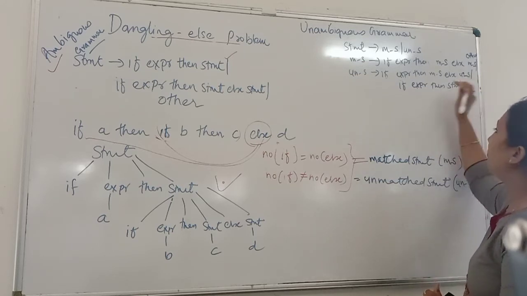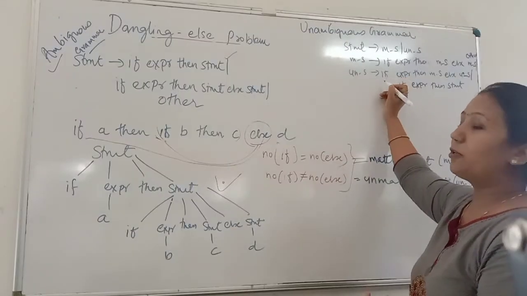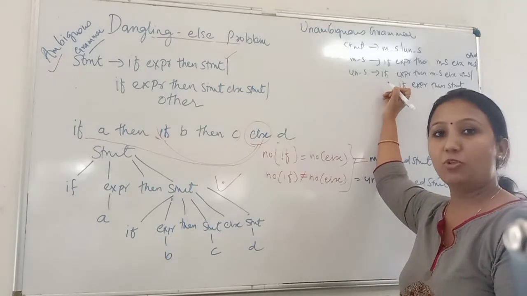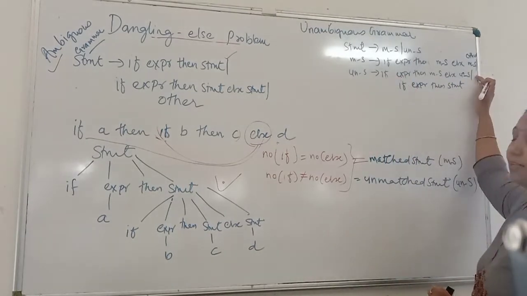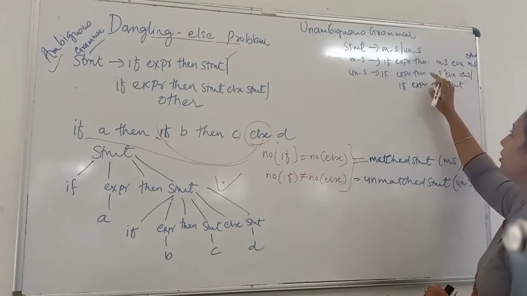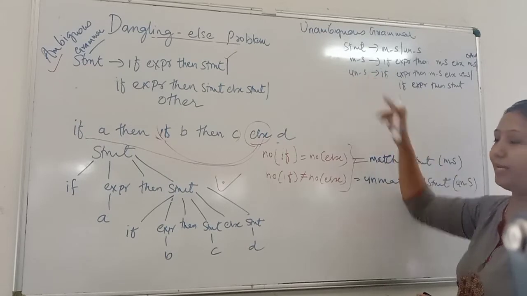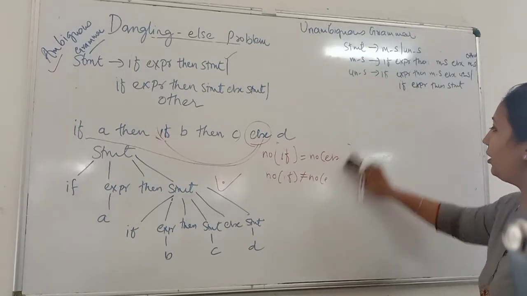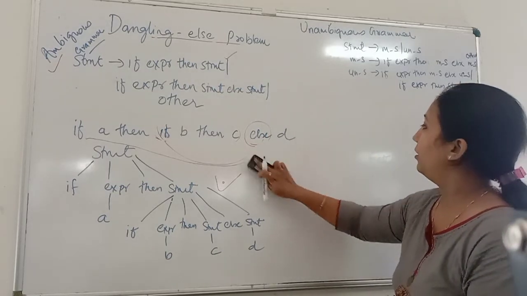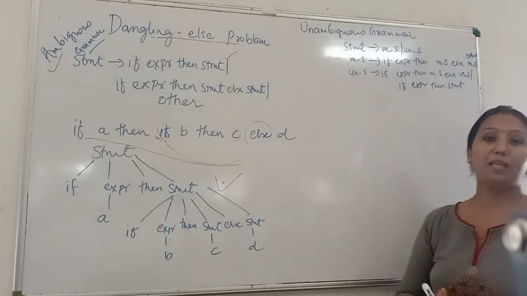We want to generate the statement in which the number of if is not equal to the number of else, and that's the reason we have selected this option. So these are the two options that can be there for the unmatched statement. Now let's check how many trees we can generate from this unambiguous grammar, or let's check whether this grammar is unambiguous or not.